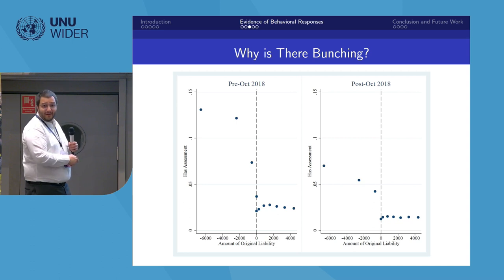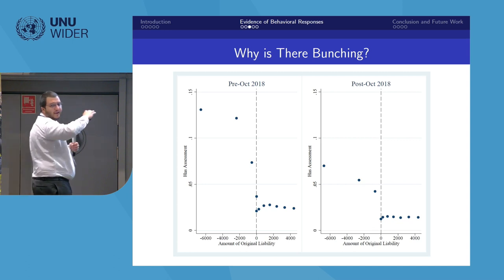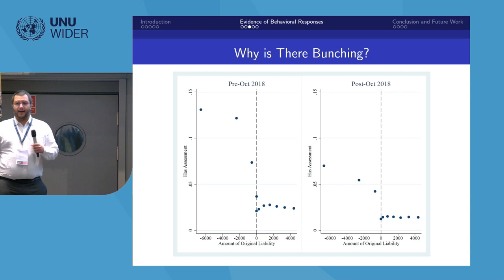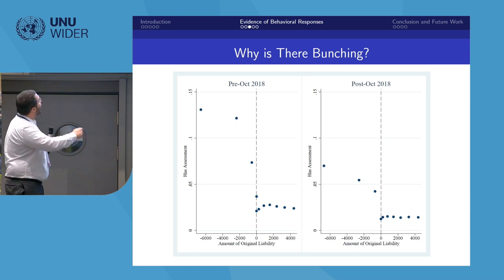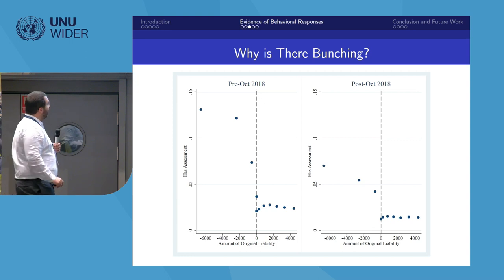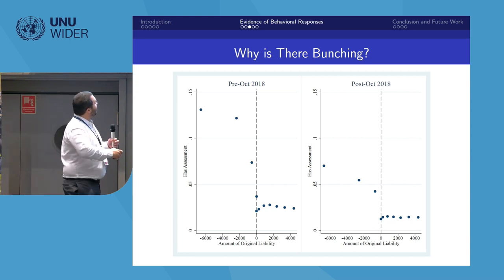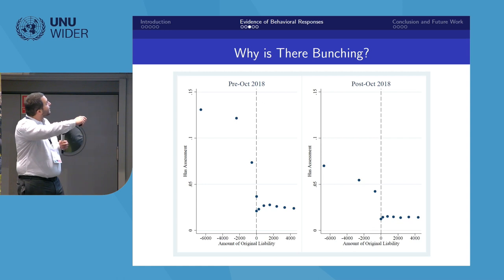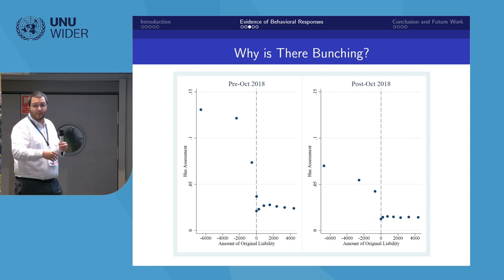depending on what bin of VAT liability you fall in, and that there are strong discontinuities at zero. I'm going to come back to this pre- and post-October 2018 thing at the end here, but here I just want to show you there are clear big jumps in the probability that you are assessed if you claim a refund than if you don't.